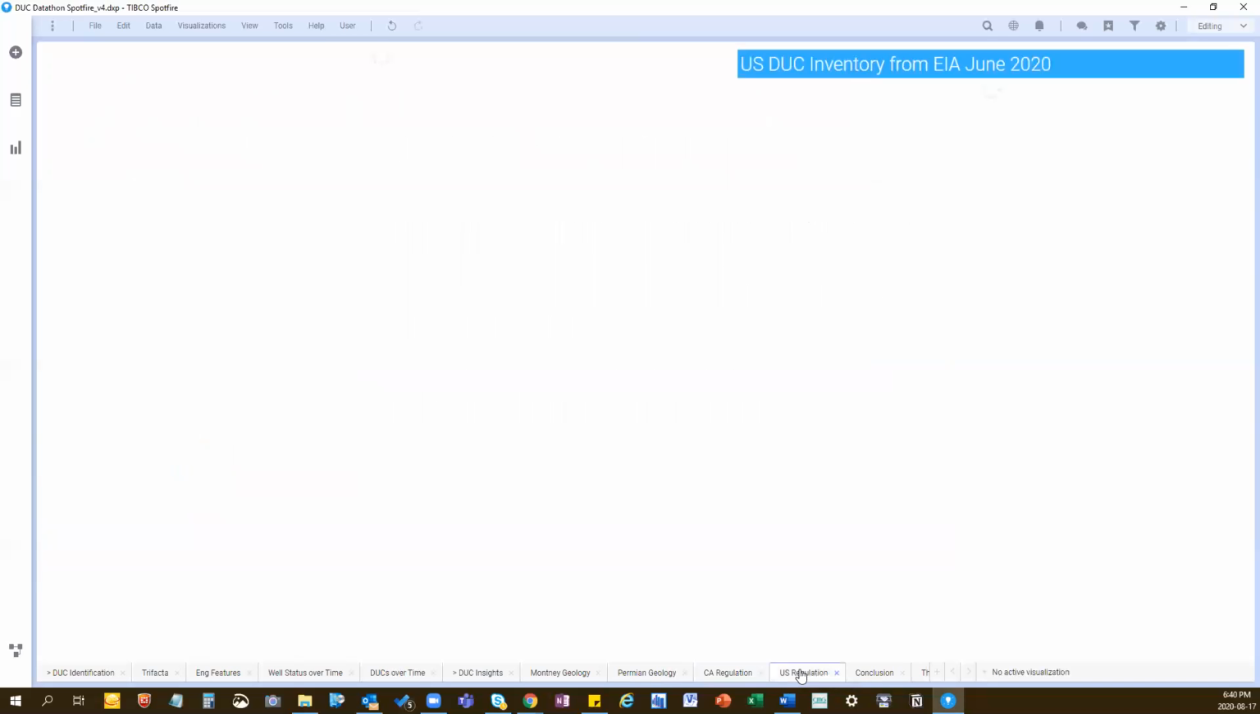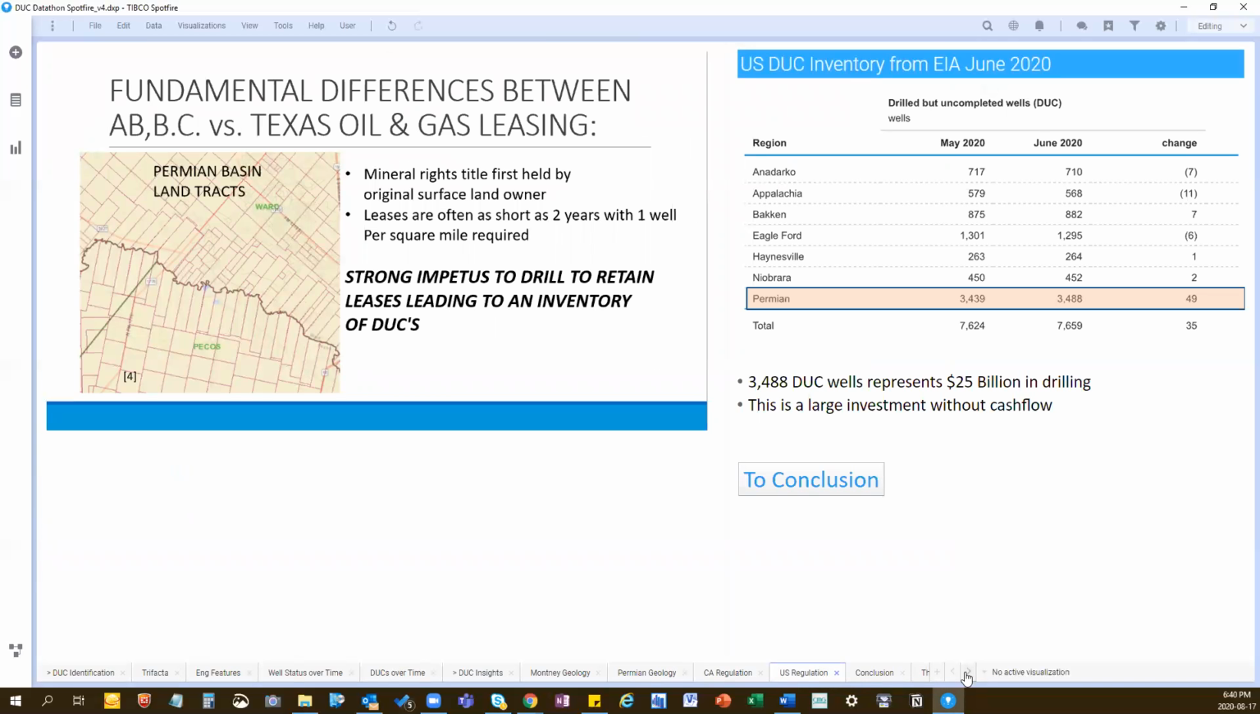In Texas, leases are often as short as 2 years, and 1 well is required to retain 1 square mile. There is a strong impetus to drill to retain oil and gas rights. So in the Permian Basin, there are nearly 3,500 DUC wells as of June 2020, but it does represent $25 billion of drilling without cash flow.